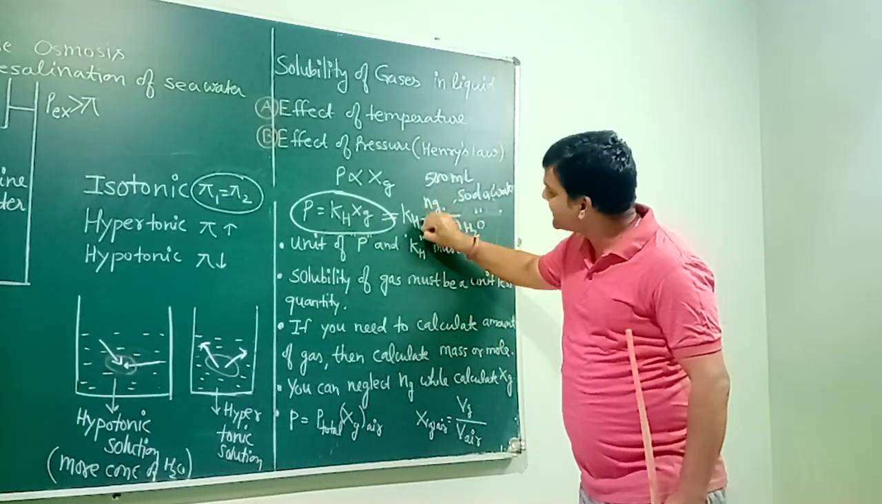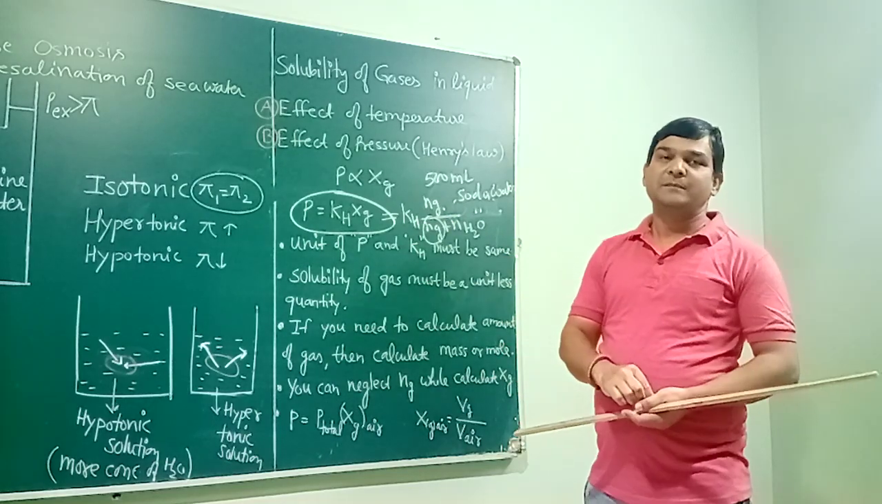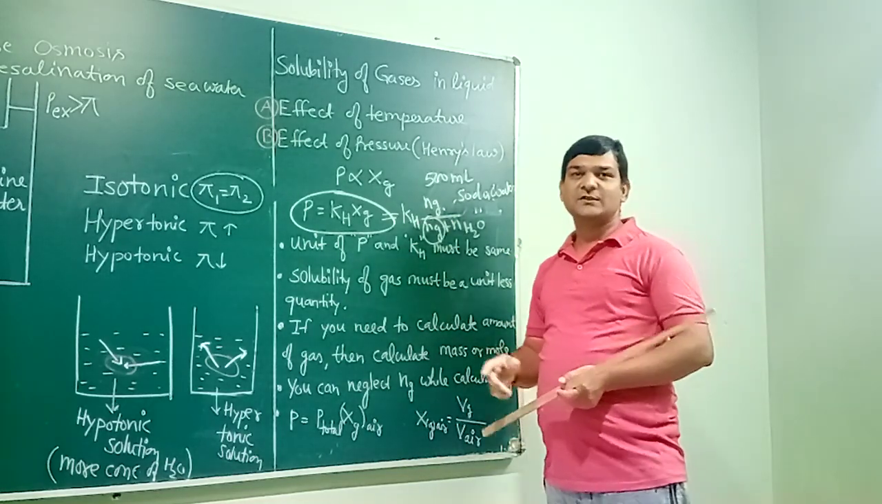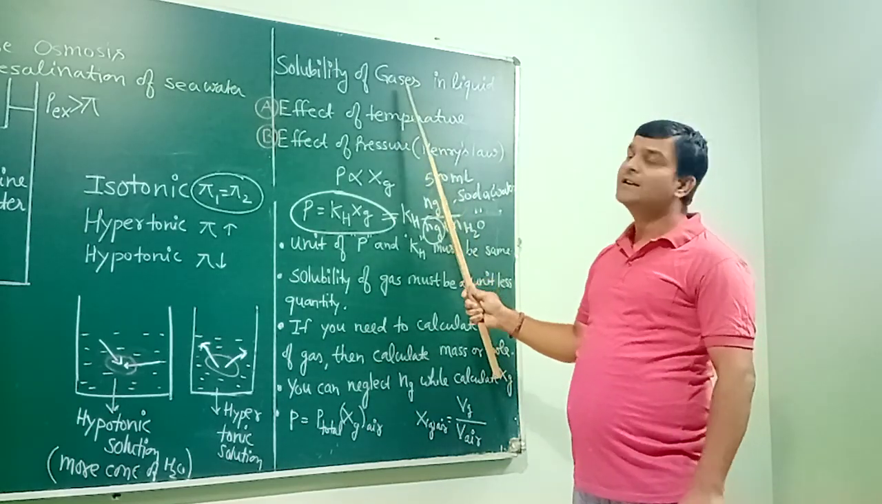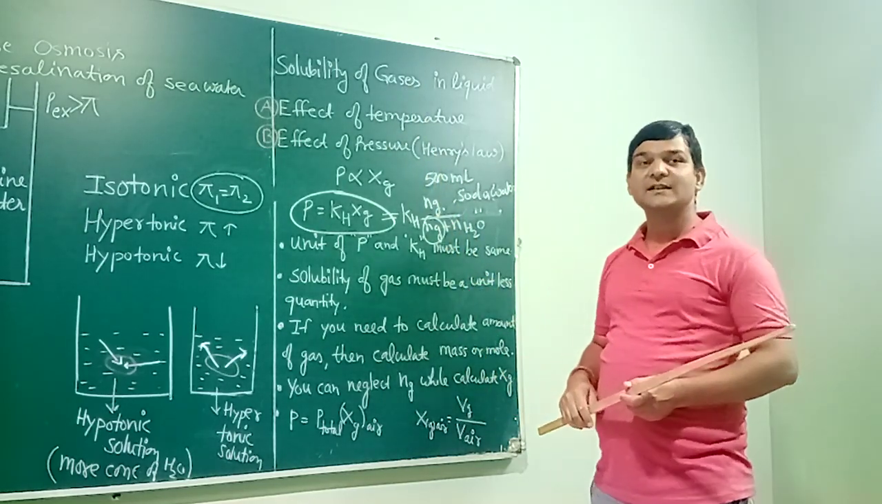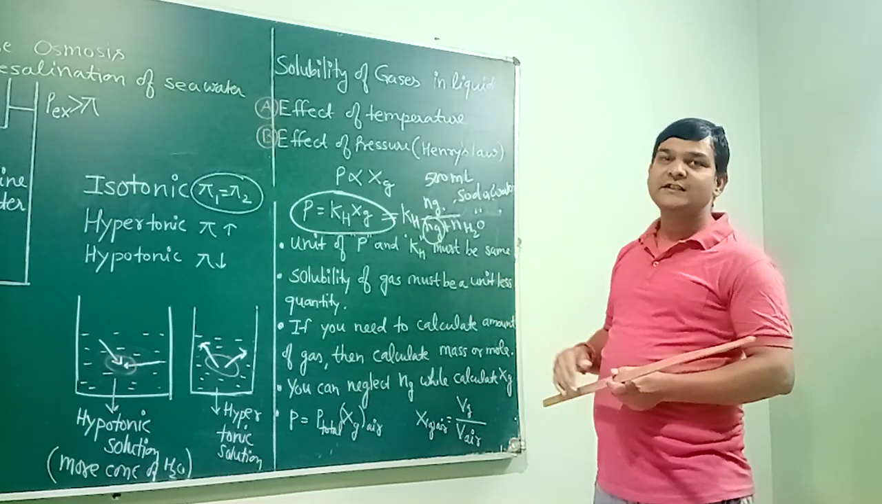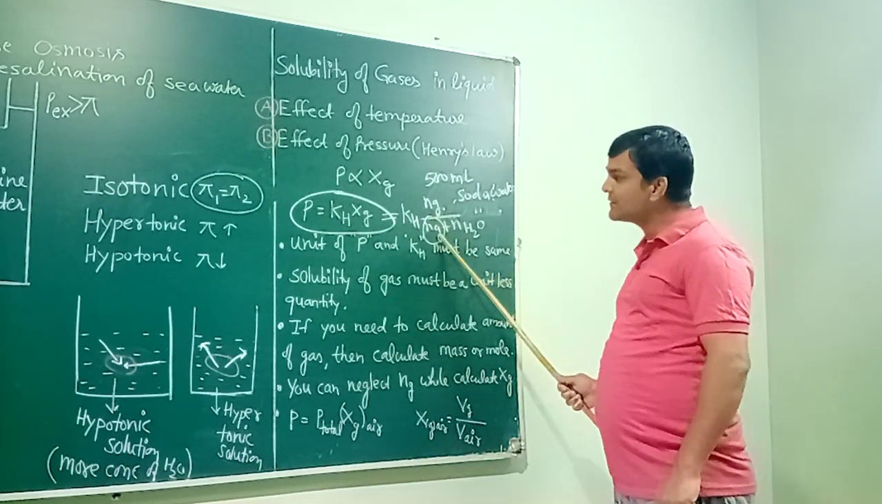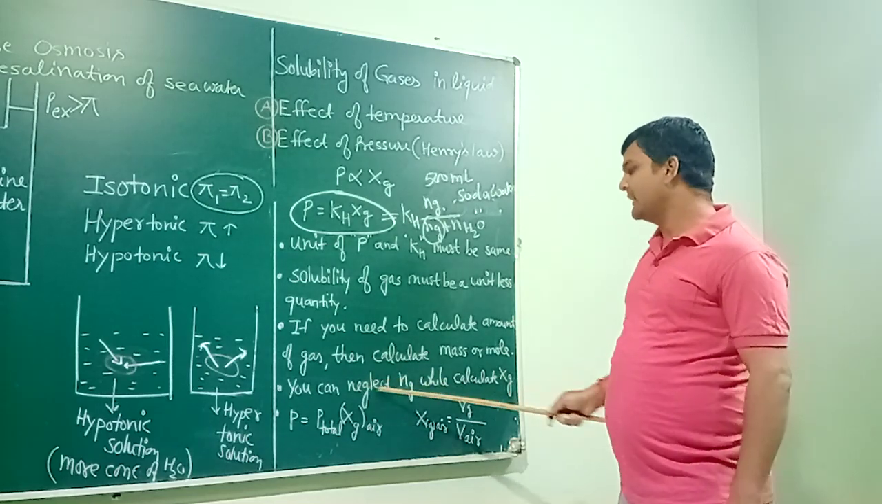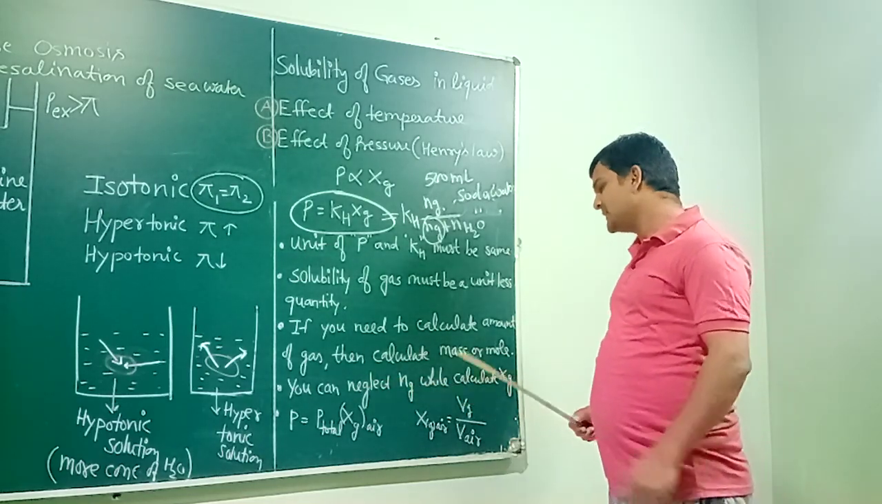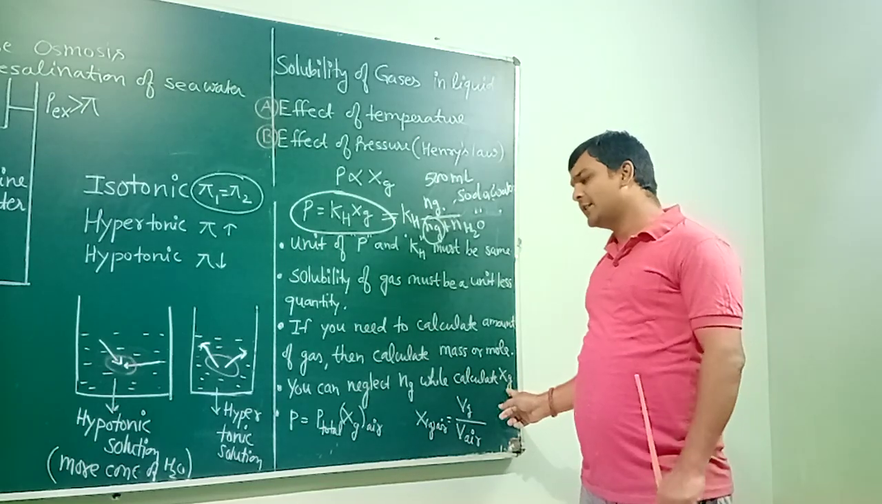Now you can neglect this quantity because it is once again solute, which is always negligible as compared to solvent, and especially when you are doing numericals with respect to gases, it is definitely negligible as compared to solvent. So neglect this quantity, otherwise it will be difficult for you in numerical. So you can neglect moles of gas while calculating mole fraction of gas.